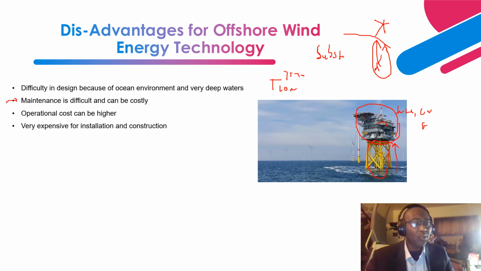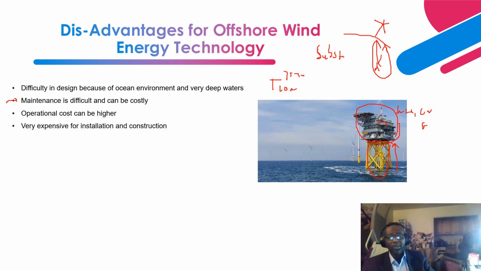Next is the difficulty in maintenance, right? The difficulty in maintenance is because it is far away, in the middle of nowhere. You have to use ships to navigate in between these. Sometimes if you have to schedule a maintenance, you can have unpredictable weather and harsh climates, right? That makes it very difficult for you to schedule and implement your maintenance. And sometimes too, the maintenance can be costly.